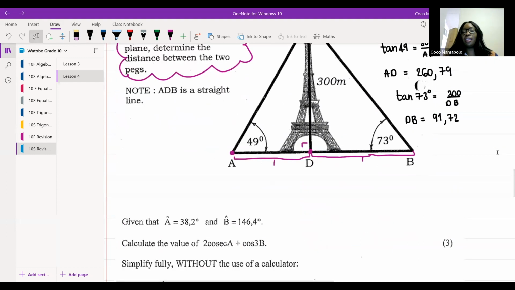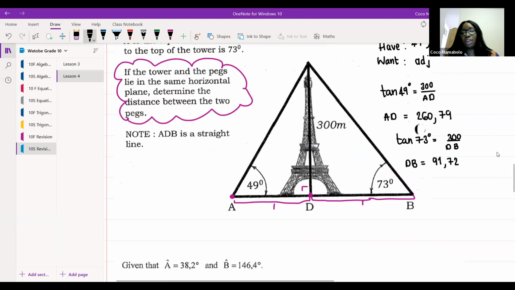And then we're just going to add them together. We're going to take 260,79 plus 91,72. And that does indeed give us 352,51. Let me make sure your answer is just 352,51 meters. Well done.